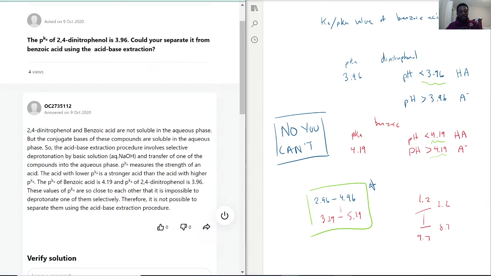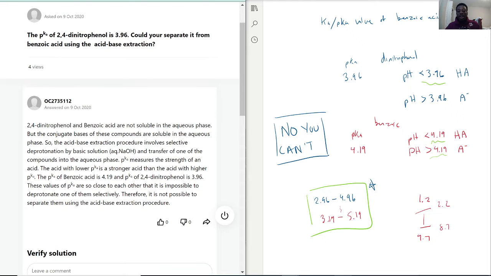Okay, so as I said, 2,4-dinitrophenol and benzoic acid are not soluble in the aqueous phase. That's typically what you find for most organic materials. But when you start getting the conjugate bases, usually it attaches itself to a salt, like sodium, for example. You see that it becomes soluble in that aqueous phase. That's how you separate them. It dissolves into the water, into the solution, and you can extract the solution because it forms layers.